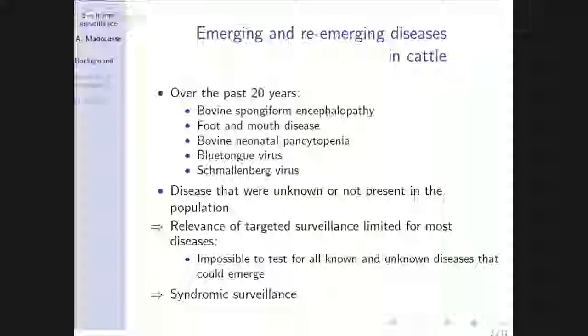So in this context, the relevance of targeted surveillance is limited because it's impossible to test for all known and unknown diseases that could emerge. You can't go to a farm and take a sample, try to find antibodies or antigens, because you don't know what you're looking for. So in this context, what you have to do is look for the consequences of the disease or of the problem. This would also work for GMP. And this is called syndromic surveillance.